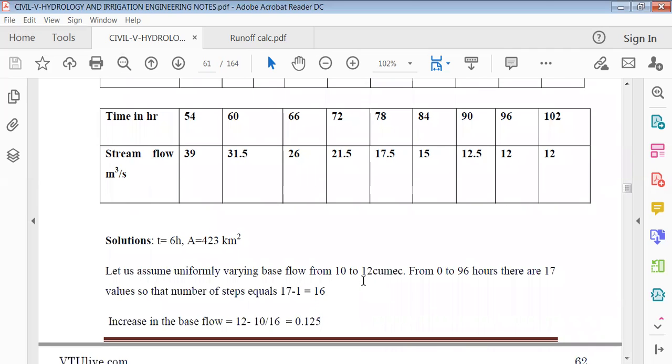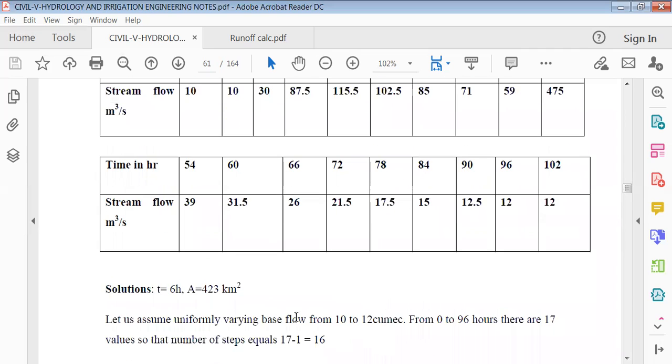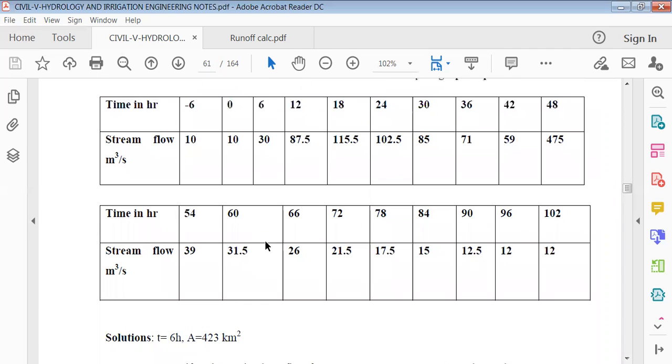All right, so now let us assume uniformly varying base flow. Base flow is nothing but you have to choose an ordinate from these 19 points where it has the least stream flow. You can see the least of all of these is 10, up to a maximum of 115.5. So base flow is the least of this, which is 10. We'll fix this base flow from 10 to 12 in cubic meter per second.